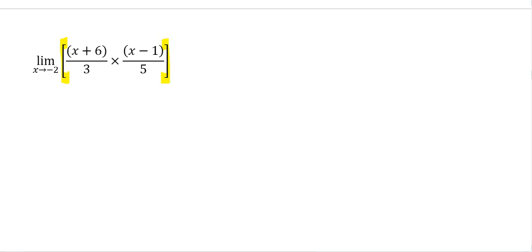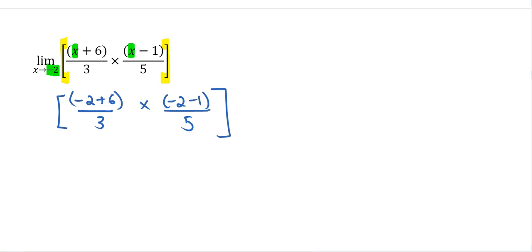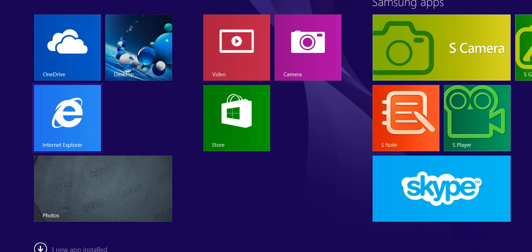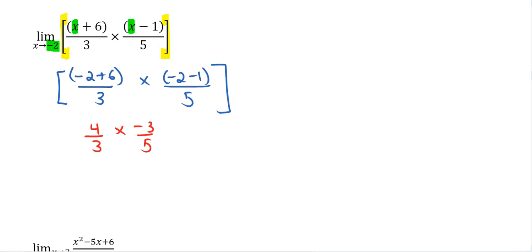And for this question, we're just going to do a direct substitution here. So what that means is whenever I see an x, I change all my x's with -2. So this will be a -2 plus 6 divided by 3 times -2 minus 1 divided by 5. Put that in the brackets. And then you just want to simplify this. This will be a 4 over 3 times -3 over 5. Put in your brackets there. If you want, you can just cancel those off. That'll be a 1. So this will be a -4 over 5.